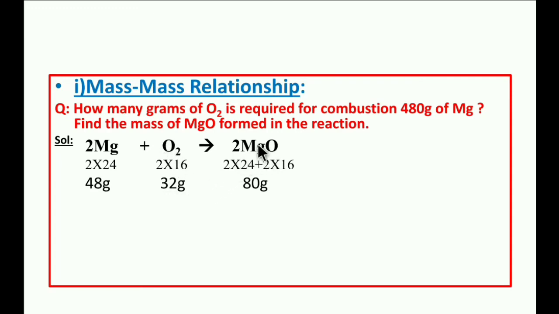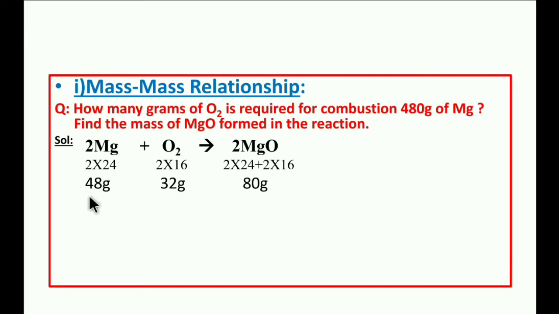Magnesium oxide, so actually 2 magnesiums and 2 oxygens are there. Each magnesium is 24, so 2 times 24, and 2 times 16 for oxygen, that is total 80 grams. So that means 48 grams of magnesium is burning with 32 grams of oxygen, and it is giving 80 grams of magnesium oxide.